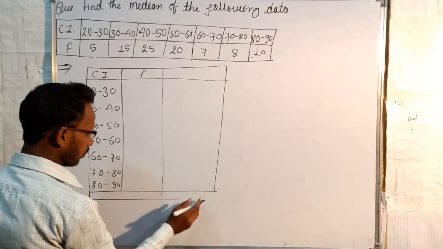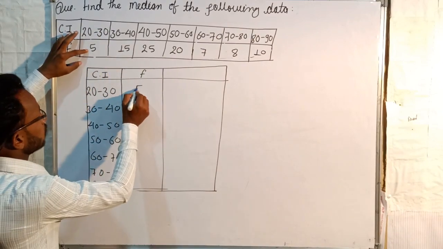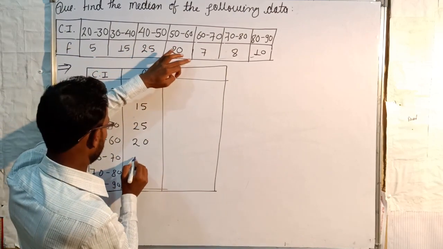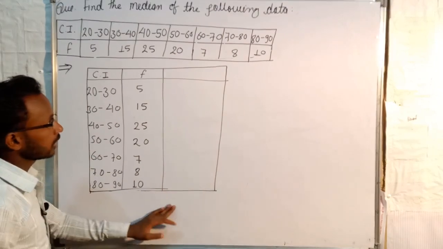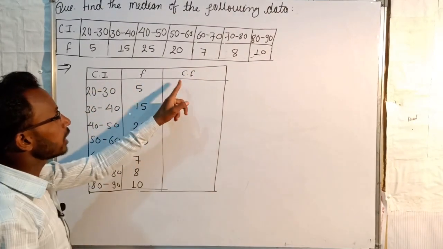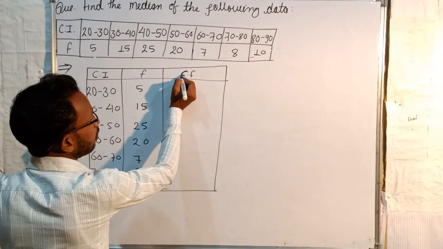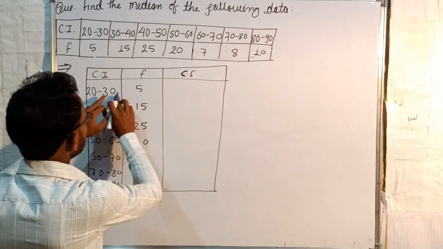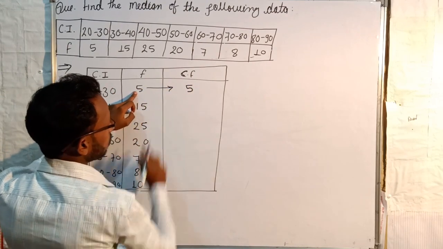And now we will write the corresponding frequencies, which are 5, 15, 25, 20, 7, 8 and 10. Now we will find CF, cumulative frequency. This is frequency, and this is CF, meaning cumulative frequency. Cumulative frequency means the corresponding running sum of the frequency. For the first class interval, you will write this 5 as it is.